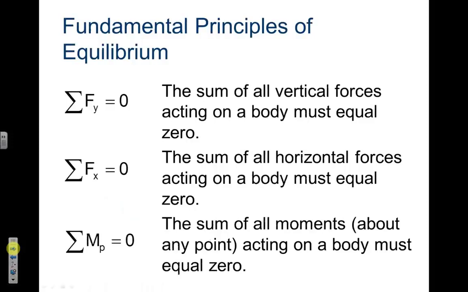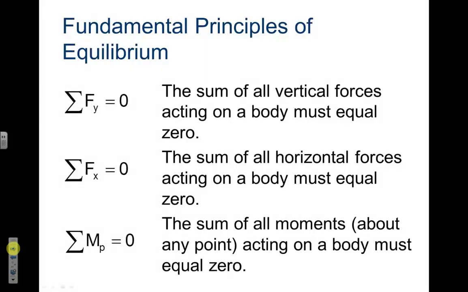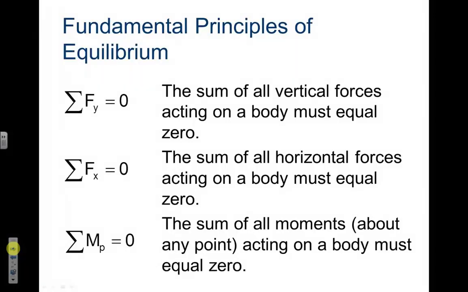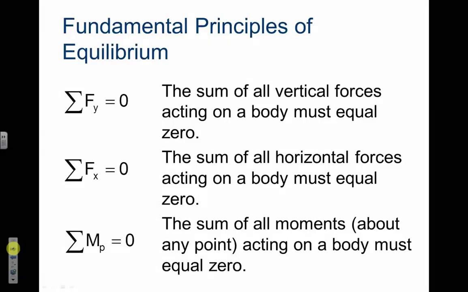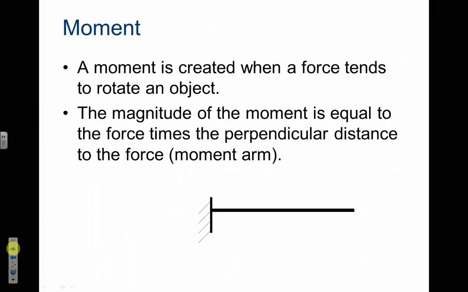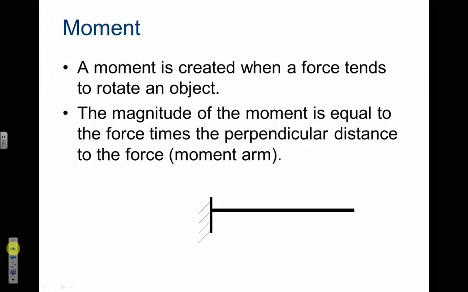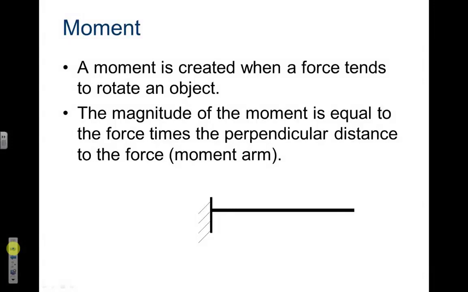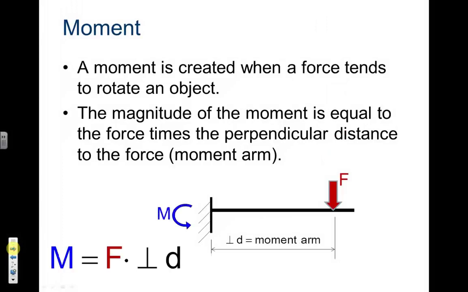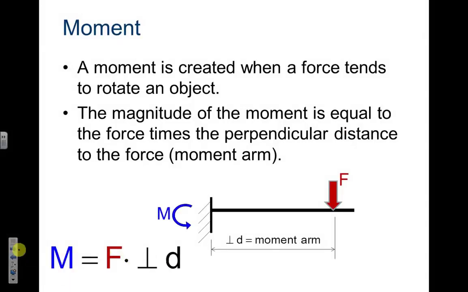Okay, this should be a review. Fundamental principles of equilibrium: the summation of all the forces, X, Y, and moment, all need to equal 0. That's the basis for all these calculations. Moment is created when force tends to rotate an object. The magnitude of the moment is equal to the force times the perpendicular distance to the force, or the moment arm. There's our force, there's our perpendicular distance. Moment is force times distance.